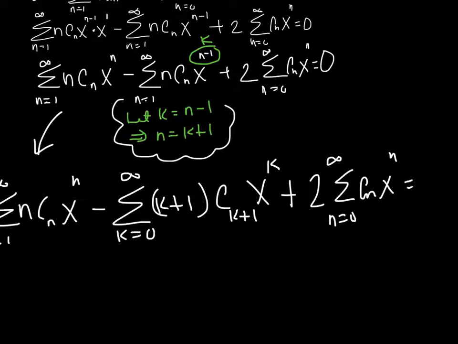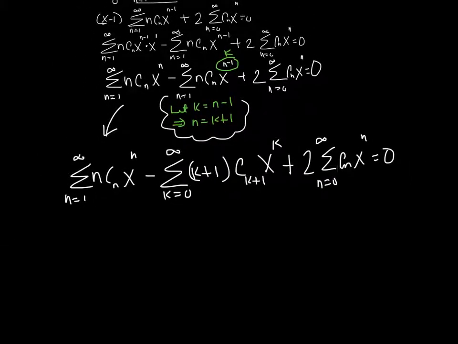Cn x to the n equals 0. Okay, so we have our x to a power, and x to a power, right? All these guys. And again, this is a dummy variable, which means it's just a placeholder. You can call it k, star, or a happy face, or a heart, or a square. I mean, it's just a placeholder.